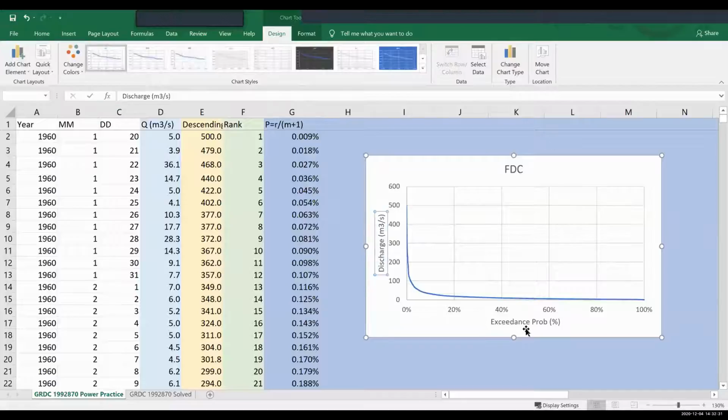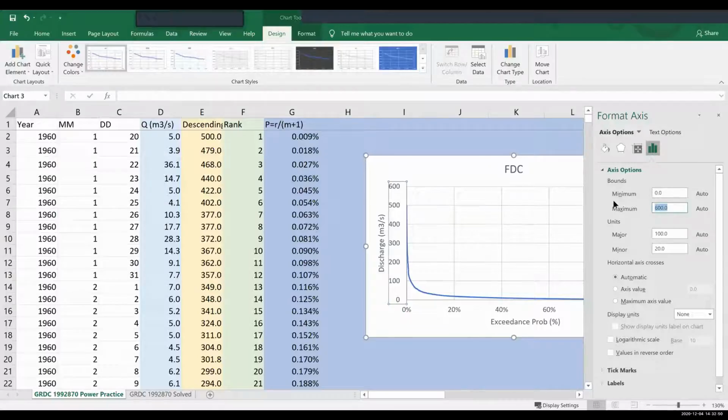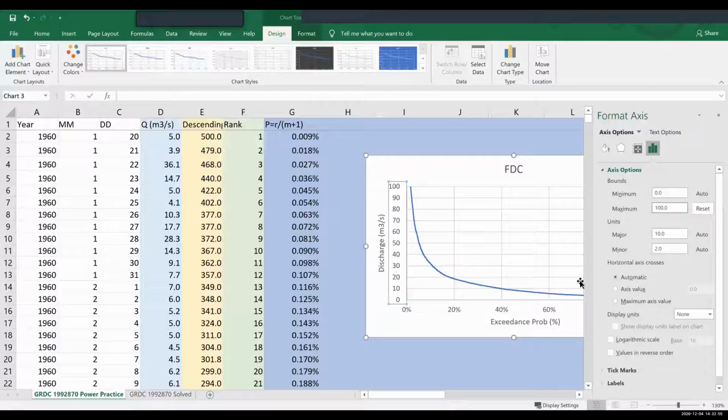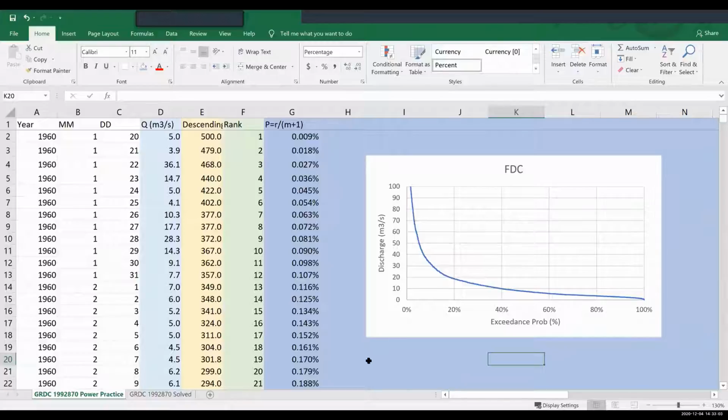Now the main problem is that the difference is very high, so the curve looks a little bit funny. So what I do is, instead of making the axis up to 600, I will just reduce it to 200, or even let's say 100. Based on this, this is the flow duration curve that you will get.